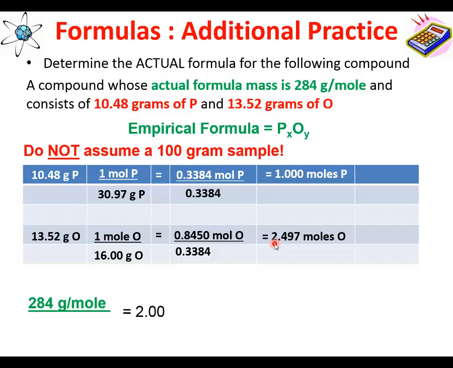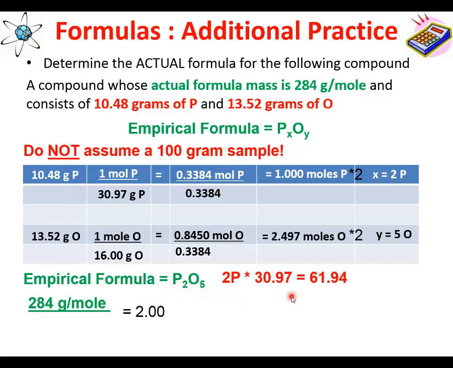If I get close to 2.5, we can multiply both of these by 2, and that would give me 2 moles of phosphorus for every 5 moles of oxygen. It gives me a nice whole number that I can work with. So that would be my empirical formula I'd predict. Empirical formula would be P2O5.